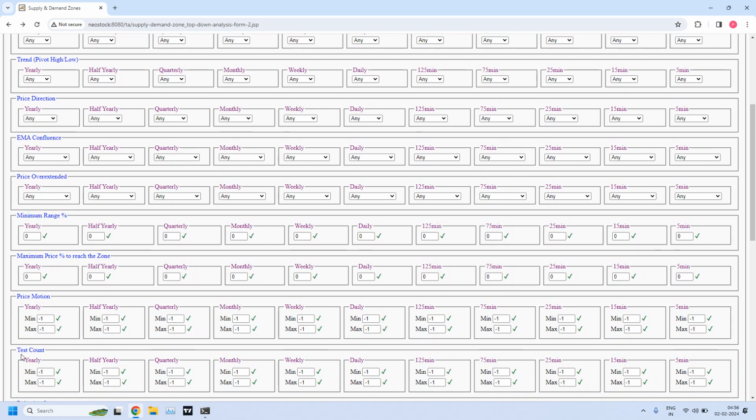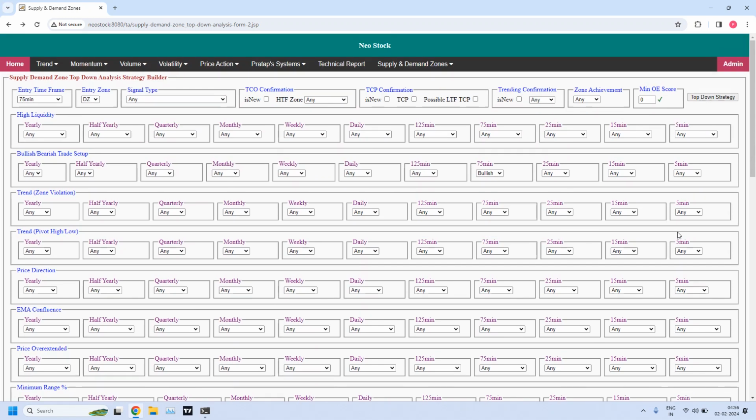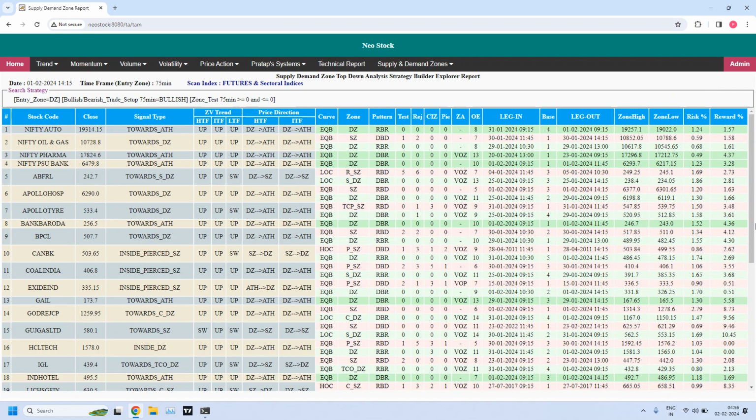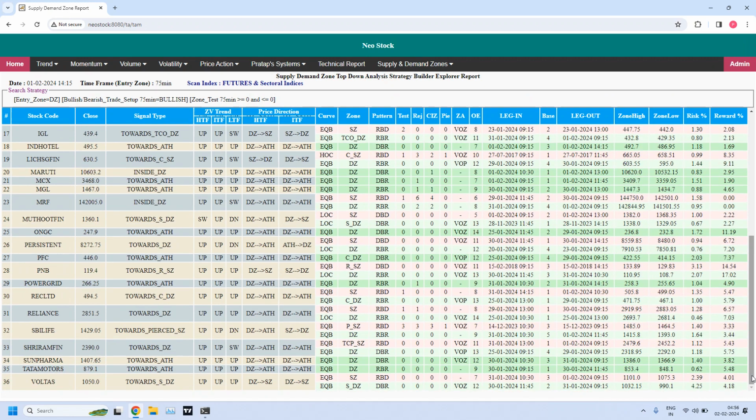So in this parameter, the last parameters here, test count, which time frame you have to set? 75 minutes time frame, because it is a WIT trade setup. Entry time frame is 75 minutes. So I am setting the values as 0, 0. So let me click on this top-down strategy. Still you will have a big list. Let me scroll down. Now 36 stocks you got.